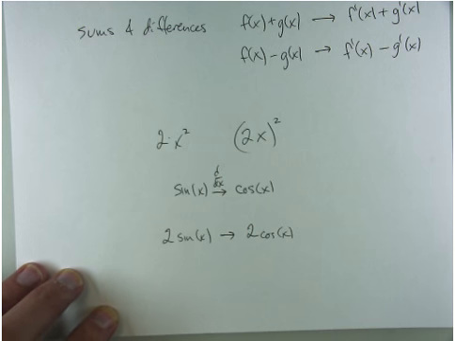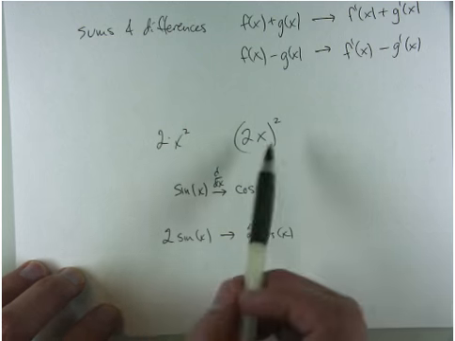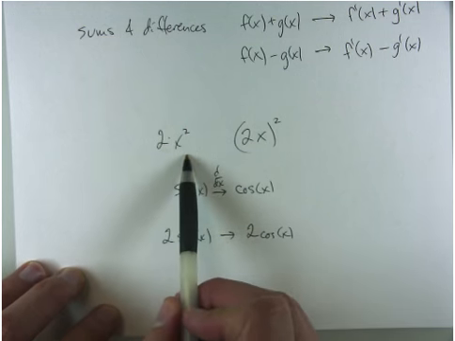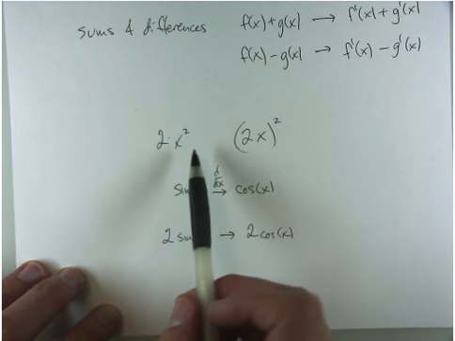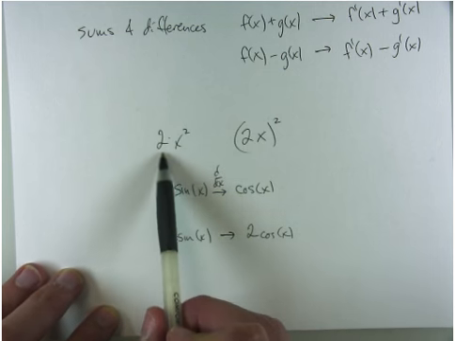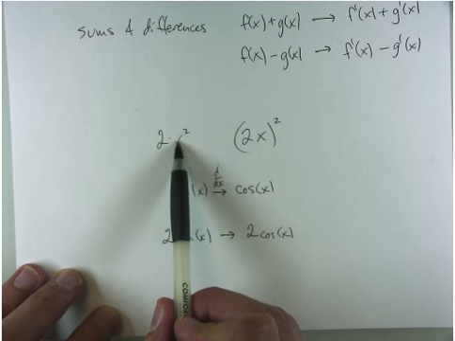If the square were in the parentheses, I wouldn't need the parentheses, right? I would just write it 2 times x squared. So that is the difference. Here, 2x squared is 2 times the quantity x squared.